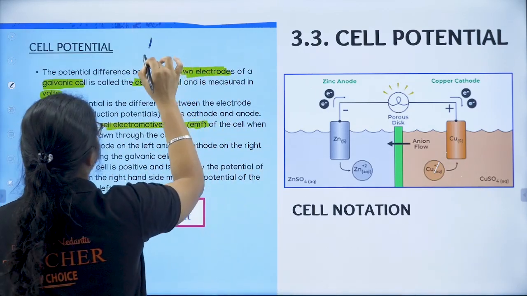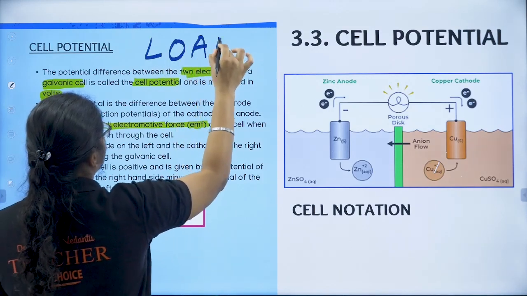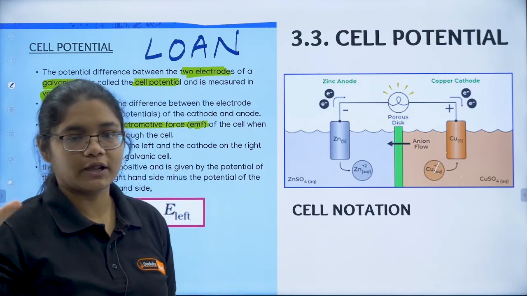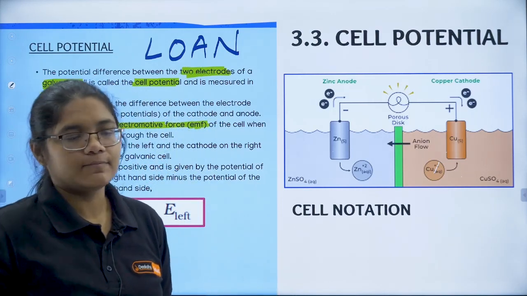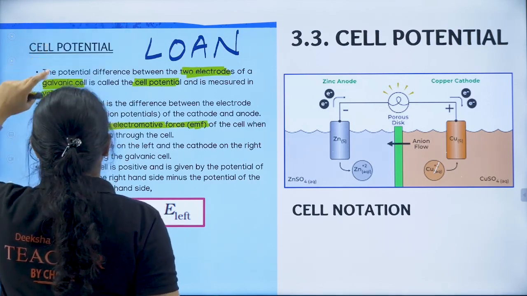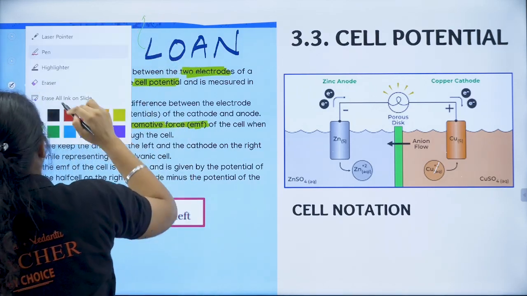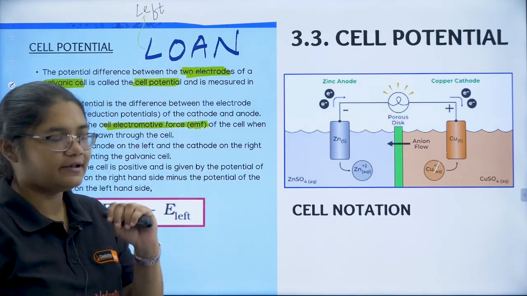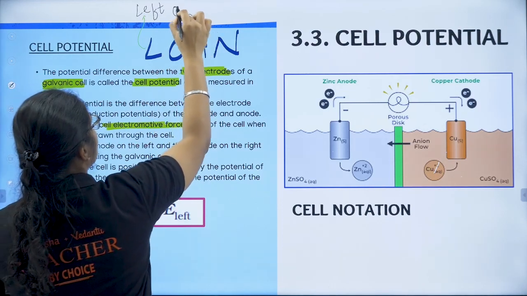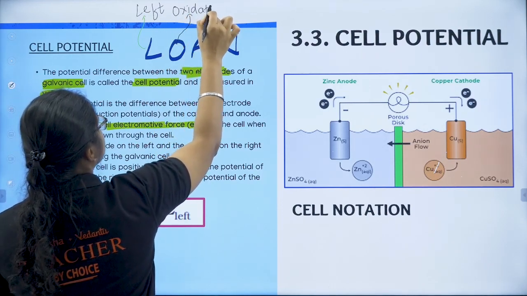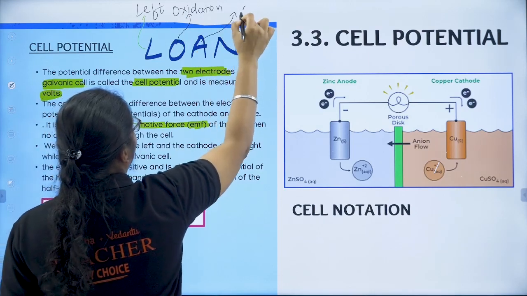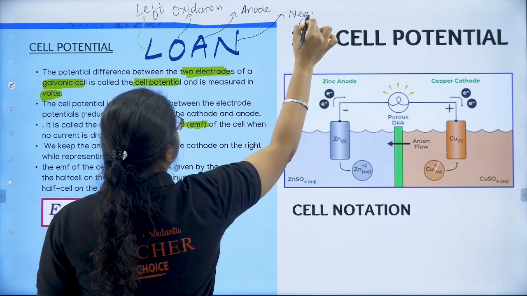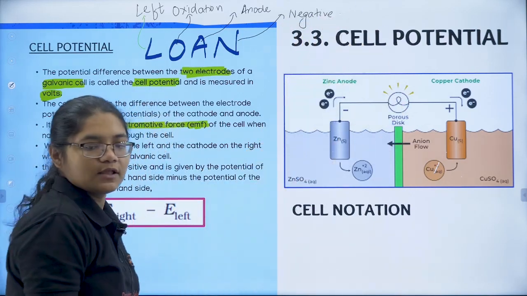Don't worry, write down this one: LOAN, L-O-A-N. What is this? L stands for left. O stands for oxidation. A stands for anode. N stands for negative.